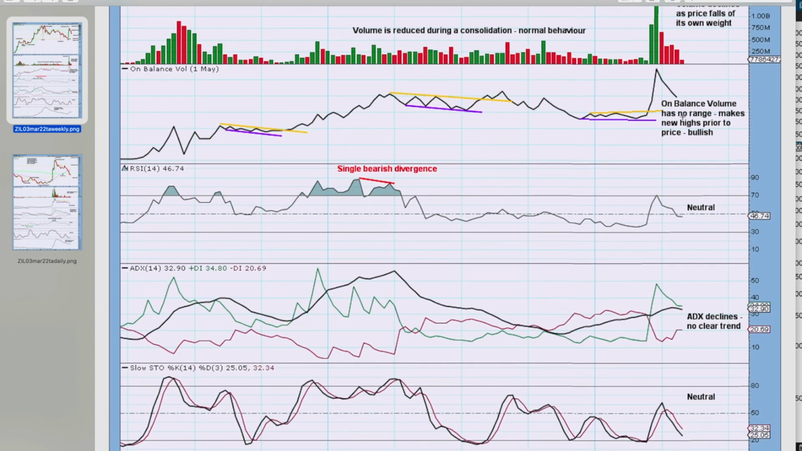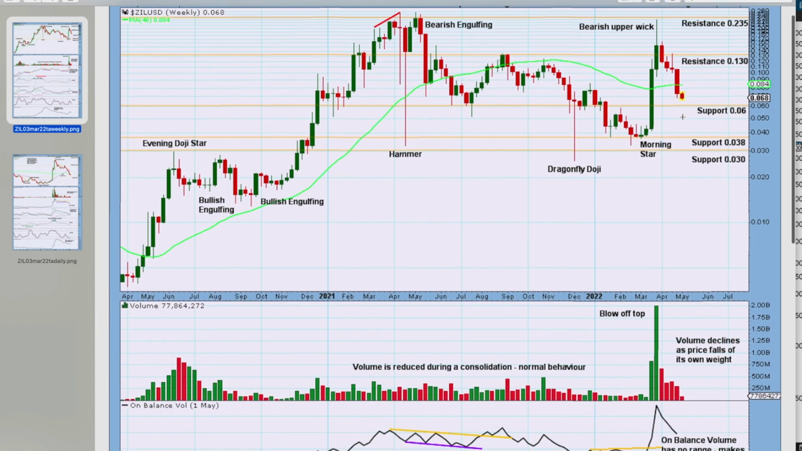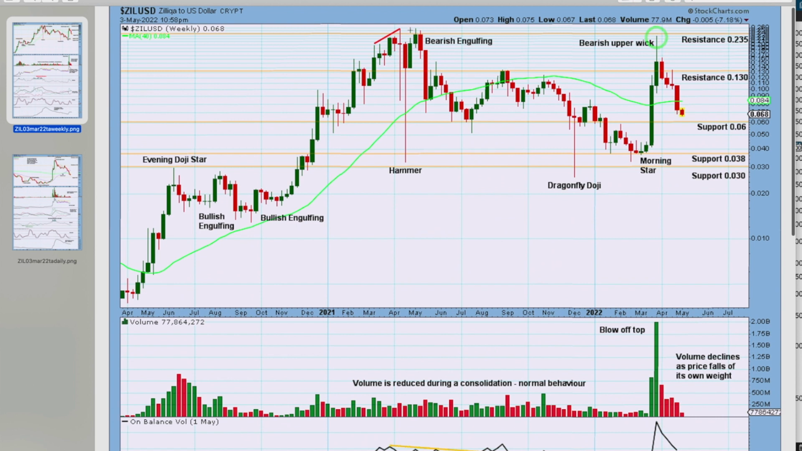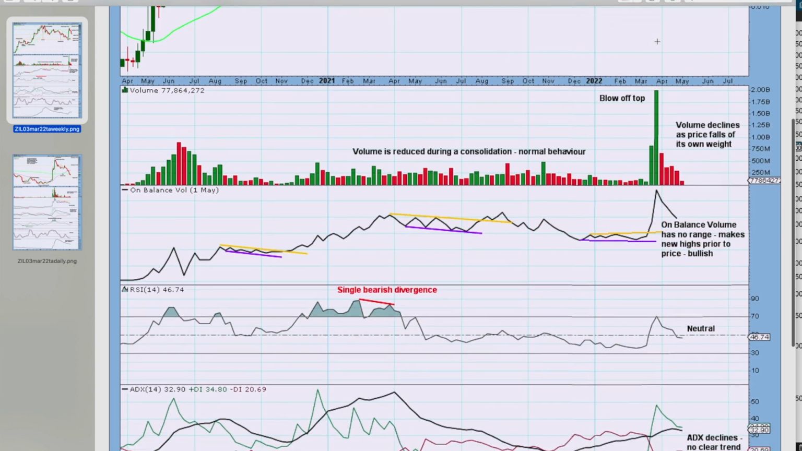On balance volume has no new range, but here price has not made a new high, but on balance volume has made a really strong new high. So price is lower even in terms of the close and the high beyond these prior highs, but on balance volume is making new highs. This is quite bullish. This is a very strong upward movement.